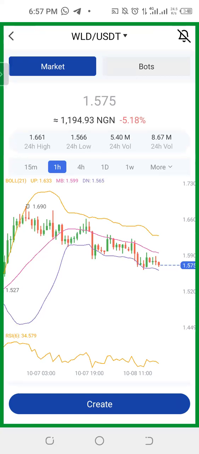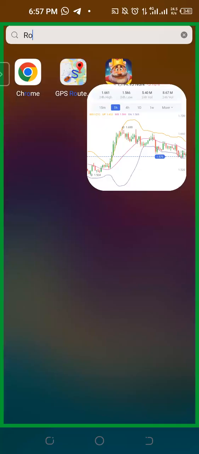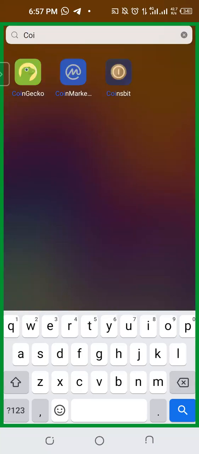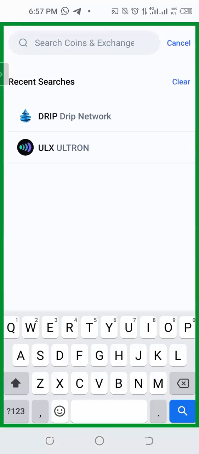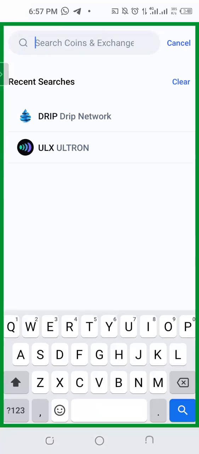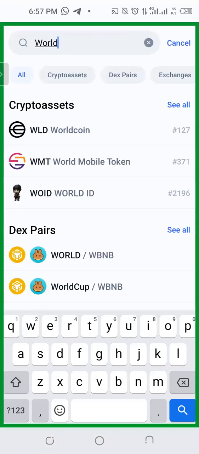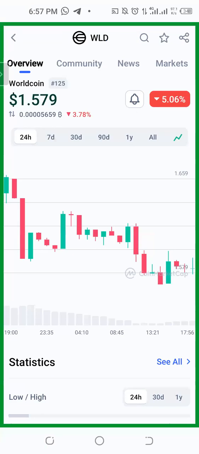Before you enter any new crypto project, make sure you understand that project very well. And how do you do that? You go to CoinMarketCap. If I want to understand that World Coin, you go to CoinMarketCap. You must download that app on your phone, CoinMarketCap or CoinGecko. Then let me search for that World Coin. World Coin. You can see this is World Coin. So you can go and understand what this coin is all about if it's a new coin.